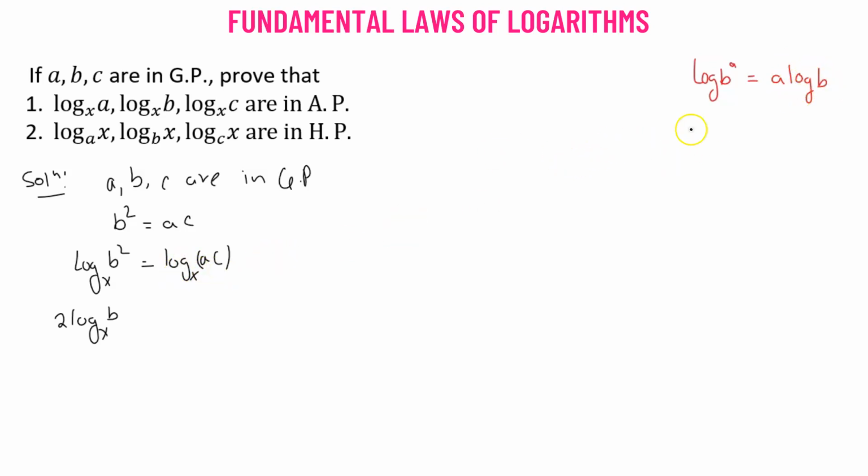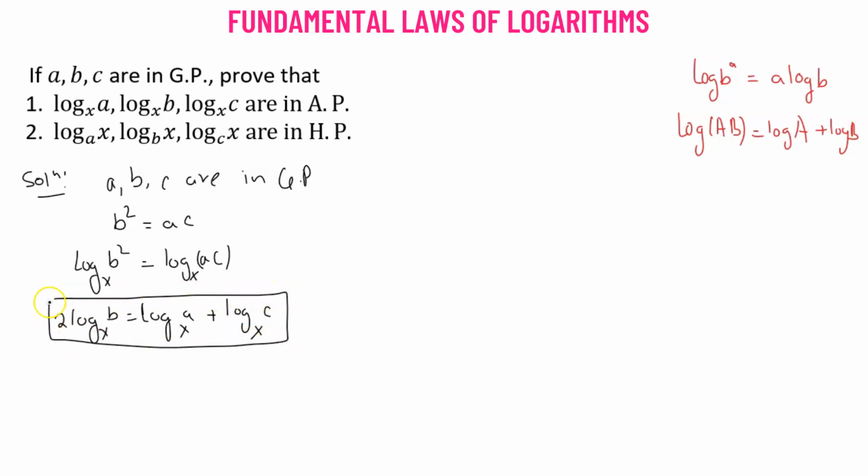And for the logarithm on the right hand side, we have the form log of A times C, so that can also be broken down to log of A plus log of C. So let's use this. This will give us 2 log B equals log of A with the base of x plus log of C with the base of x. And we know that when this particular condition is met, we can say that log of A with base x, log of B with base x, and log of C with base x are in AP. They are in arithmetic progression. So this proves part 1.